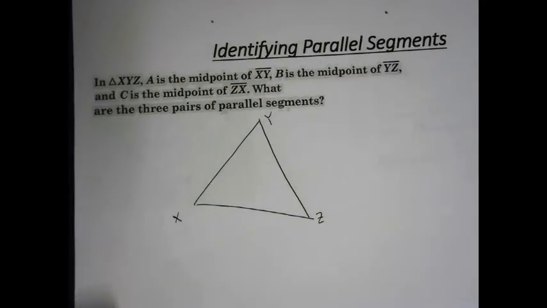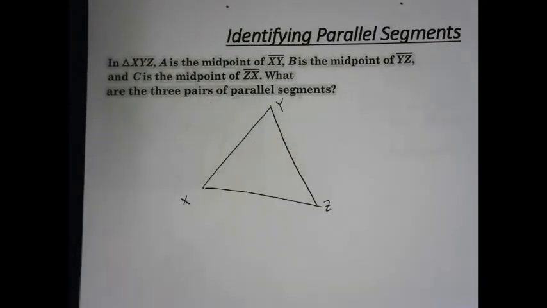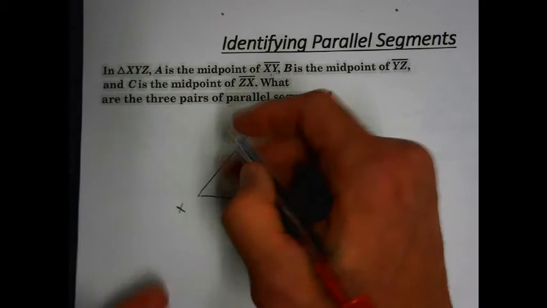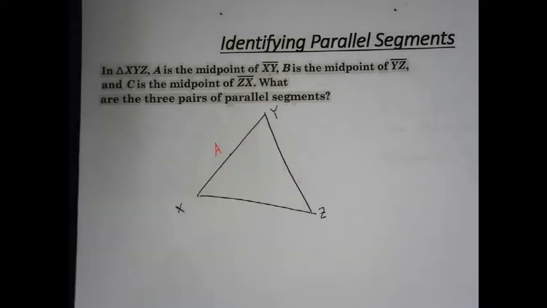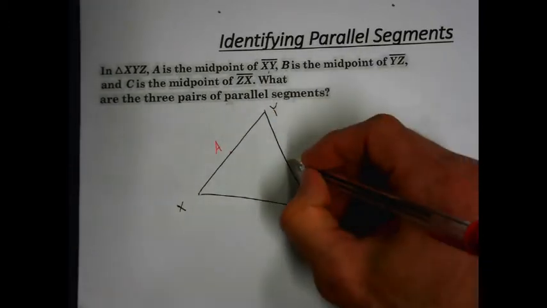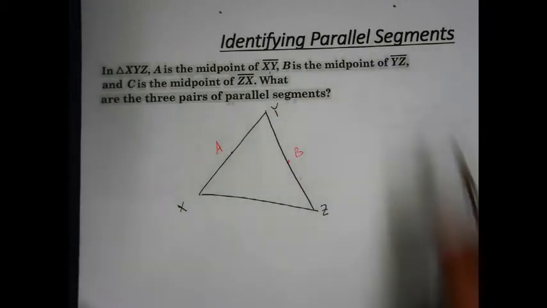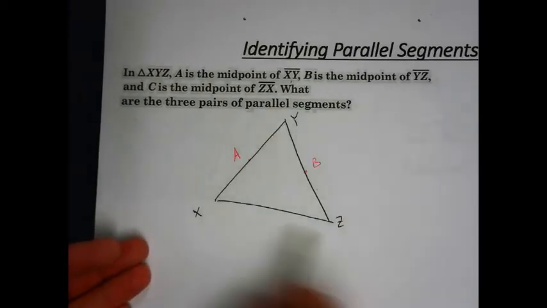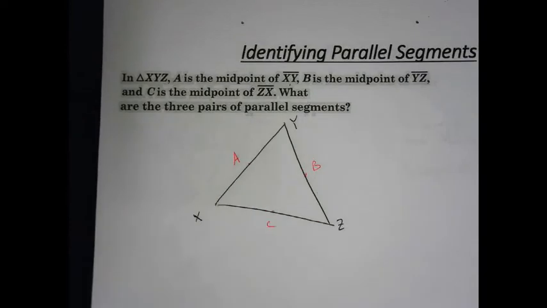And it says A is the midpoint of XY. Okay, let's look for XY, and then we have A as the midpoint. So we have an A here. We can guess that, right? And then B is the midpoint of YZ. All right, so we got YZ. So let's say the midpoint is there. We call that B. And then C is the midpoint of ZX. So we look for ZX, and we say, okay, there's C as the midpoint. So now the question is, what are the three pairs of parallel segments?